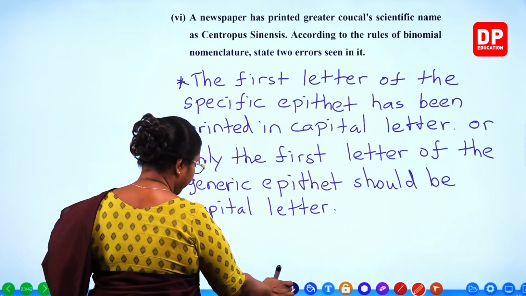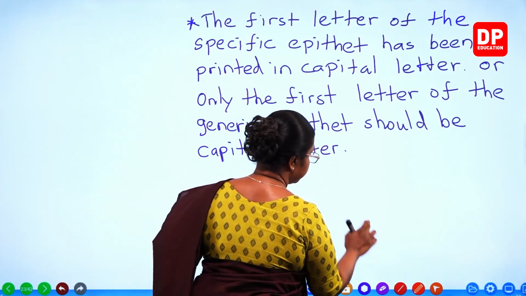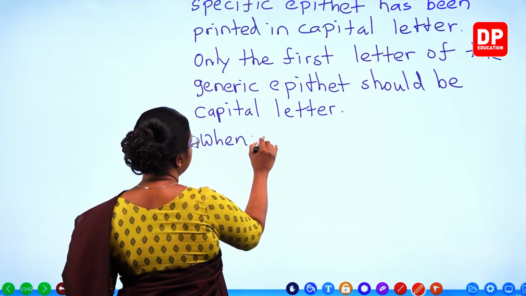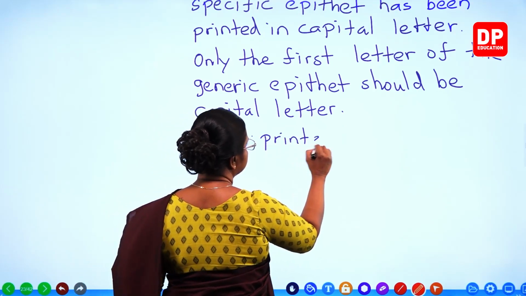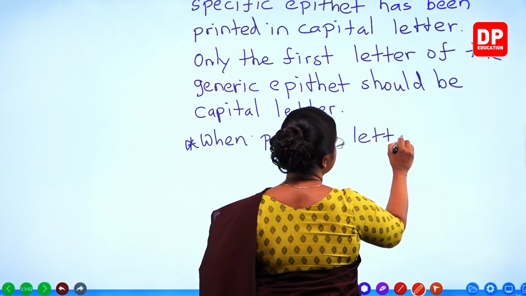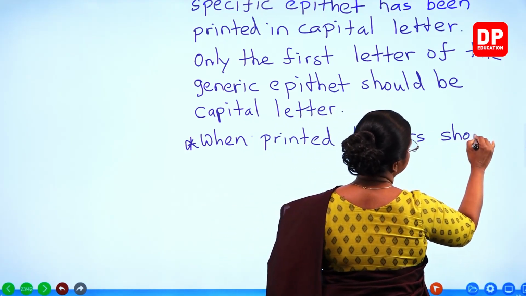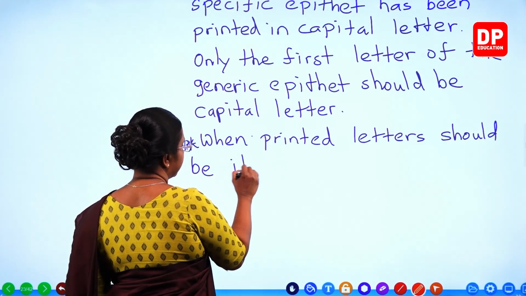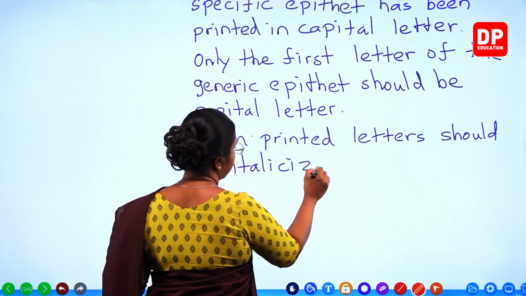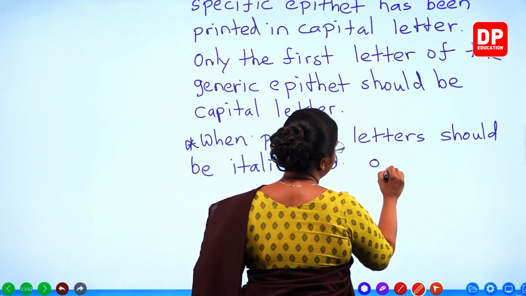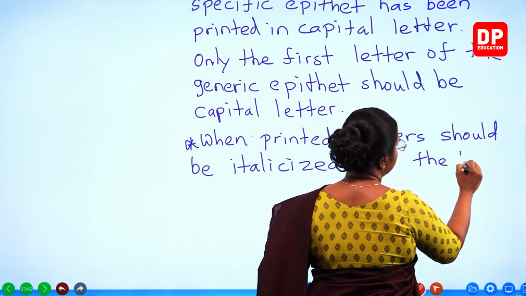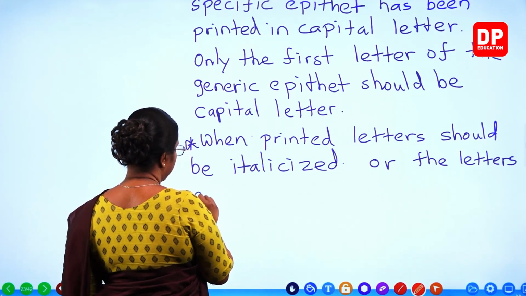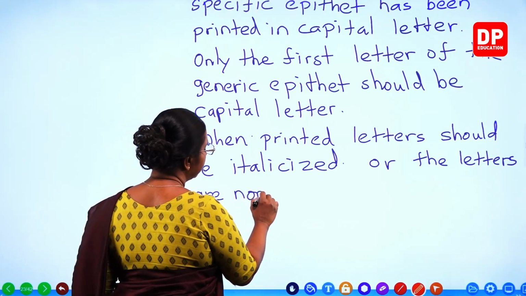Then the second one, we can say when printed, letters should be italicized. Or you can say the letters are normal letters.